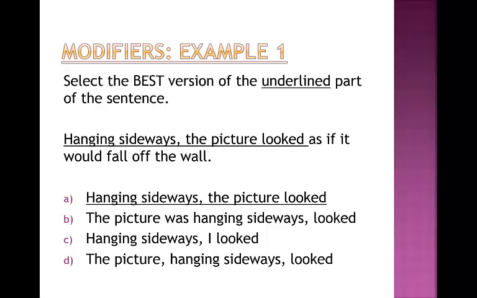But remember, whenever we use commas, there has to be a full sentence on one side and not a full sentence on the other side. So by adding an extra comma in, we have the picture, which can't be a sentence by itself. We have hanging sideways, which can't be a sentence by itself, and then we have looked as if it would fall off the wall. So now we just have three sentences that aren't actually sentences all snug up together.